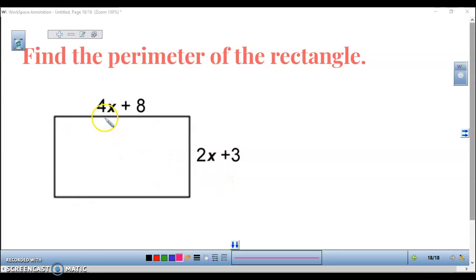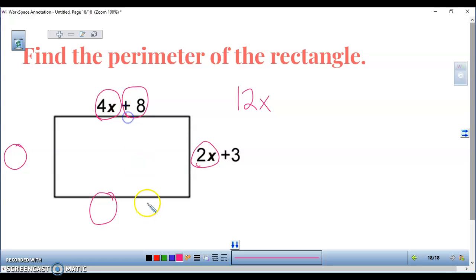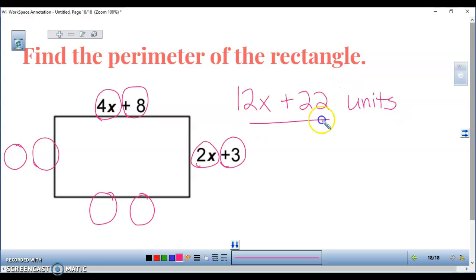I have no x squared, so I'll just combine like terms. So I'll have 4x, another 4x, 2x, another 2x, so that's 12x. Now my constants, 8 plus 8, that's 16, plus 3 gives me 19, plus 3 more gives me 22. There's no unit here, but I still need to write units on the end. It's not a specific unit, so we just write units.